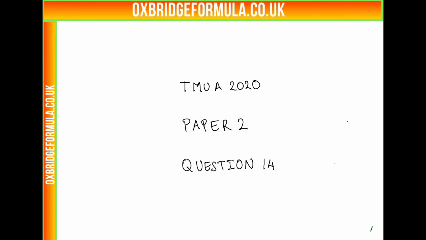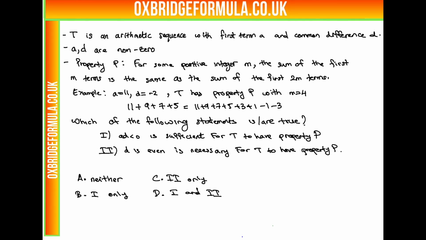This is a solution video to question 14 of paper 2 of the TMUA 2020 exam. In this question we're given an arithmetic sequence T, and we're told that its first term is A and its common difference is D. We're told A and D are both non-zero, and we're given this property P.